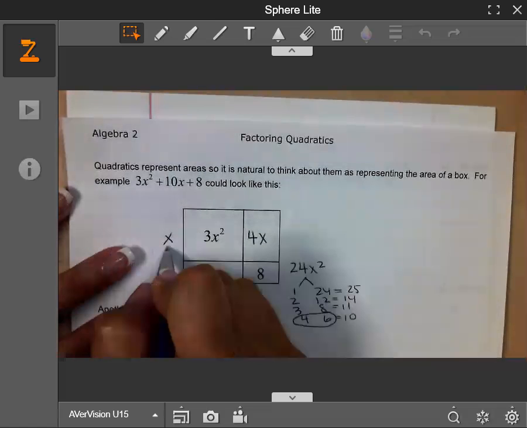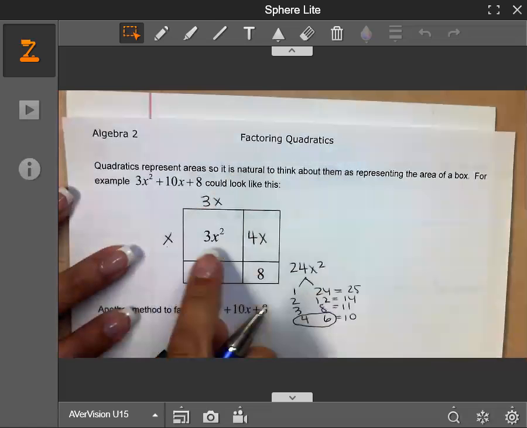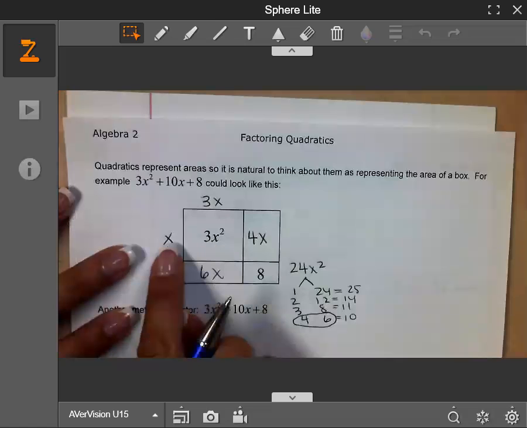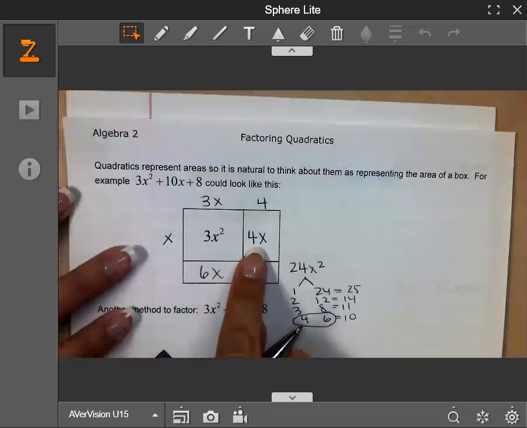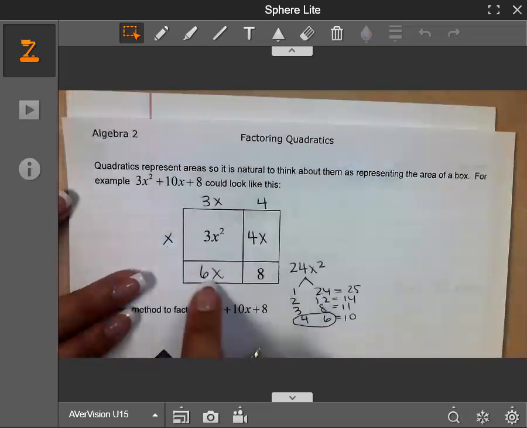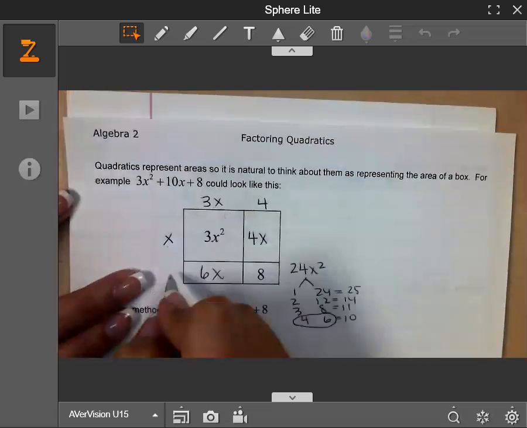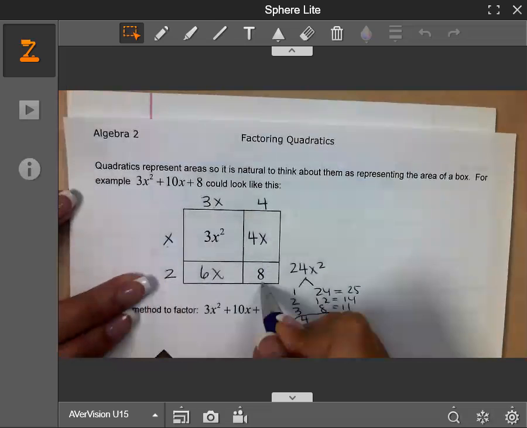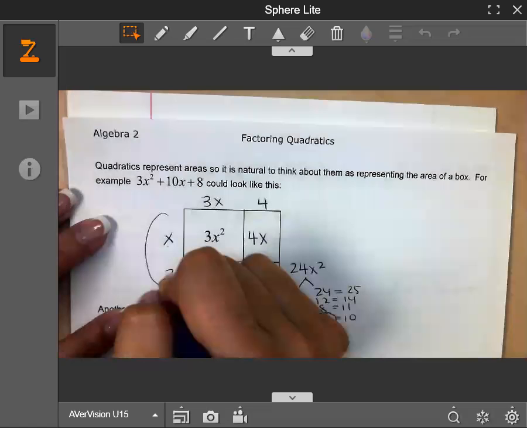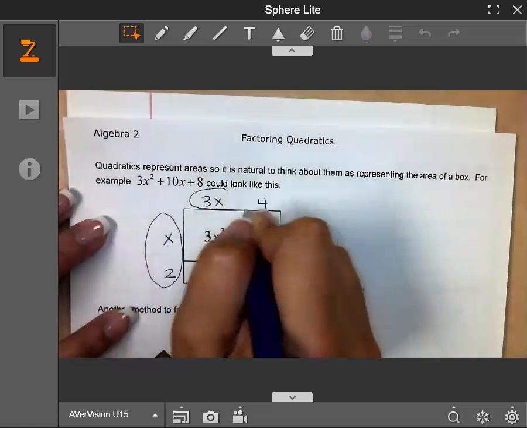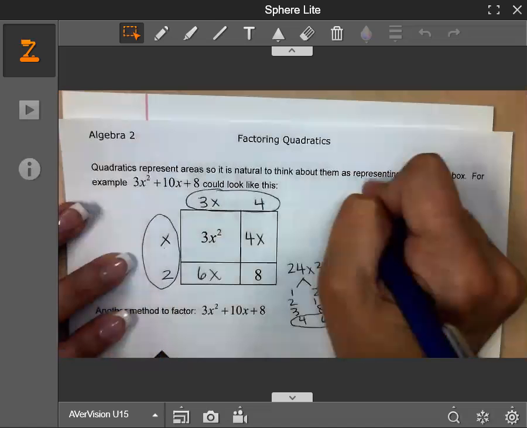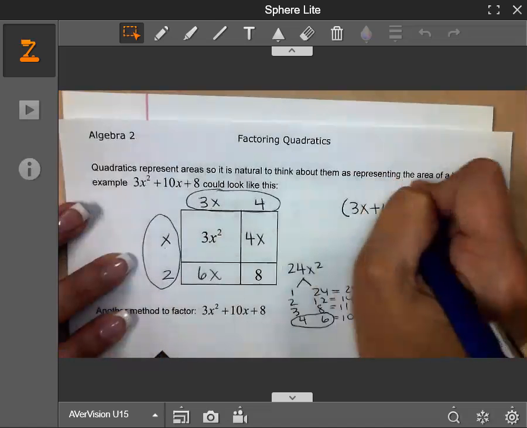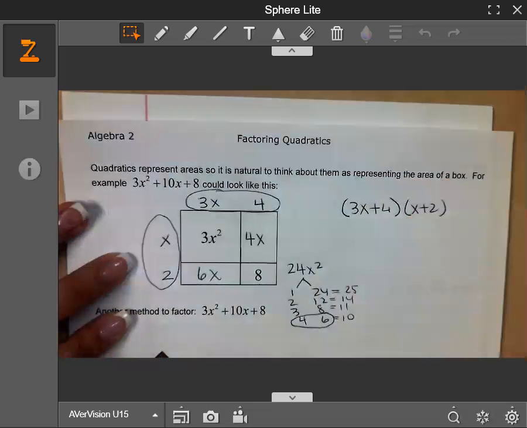x times 3x would give me this 3x squared, and x times 4 would give me this 4x. We do the same thing for this bottom part here. 3x times 2 would give me 6x, and 2 times 4 gives us 8. These are now our factors. So we have just factored this when a is not equal to 1. So 3x plus 4 times x plus 2.